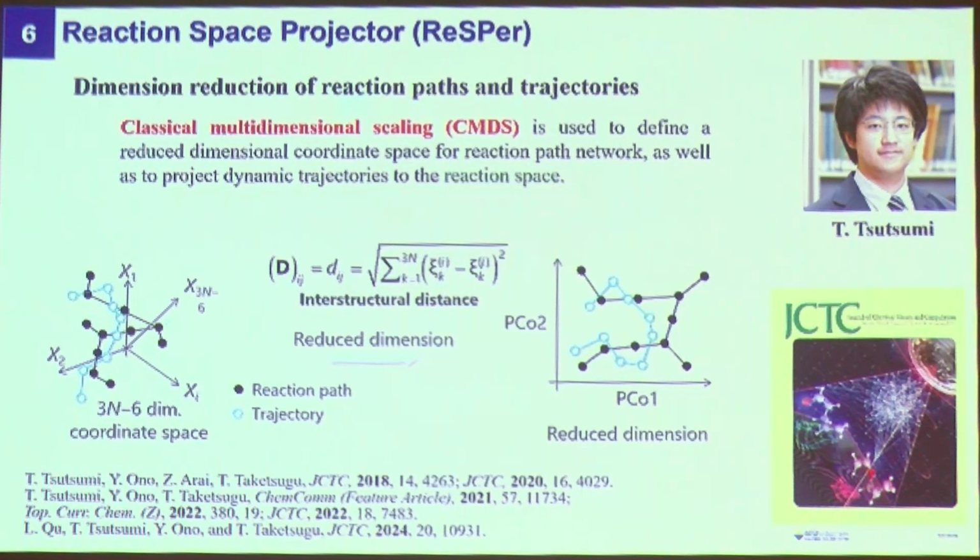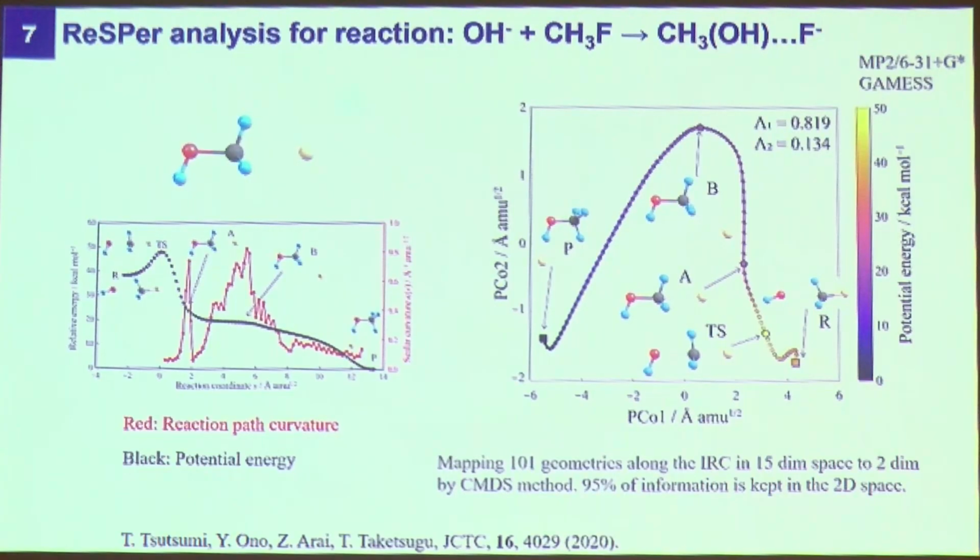Then we pick up many structures along the reaction pathways, and we measure interstructural distance for each pair. Then by applying CMDS, we define principal coordinates. And later, trajectory data are mapped on this reduced dimension space. So this is an illustrative example. We call it RESPA, reaction space projector analysis, applied to this SN2 type reaction.